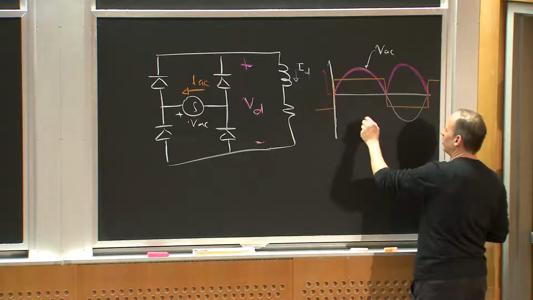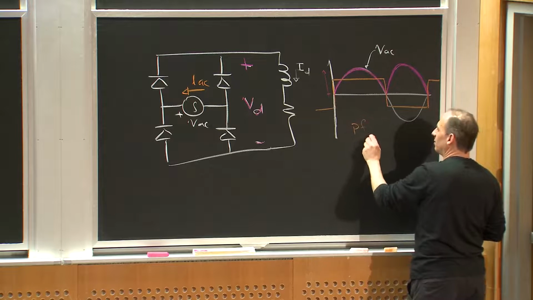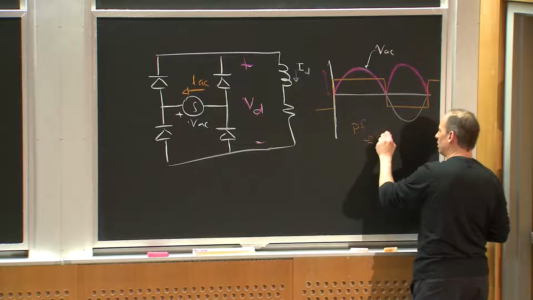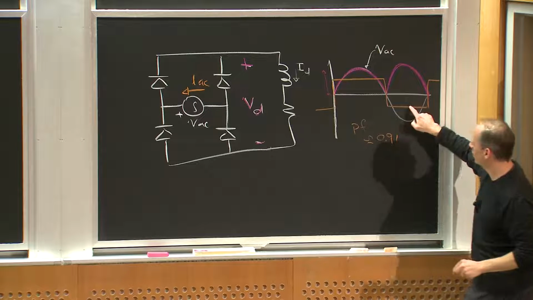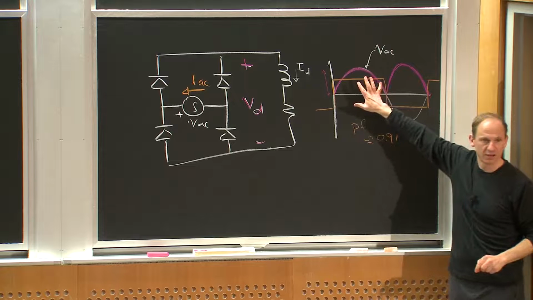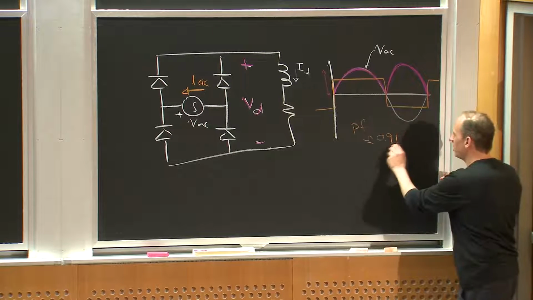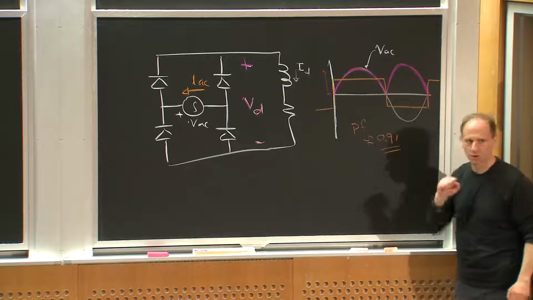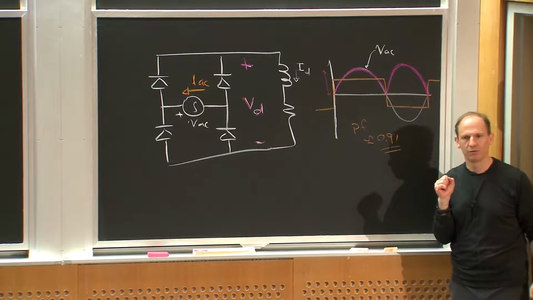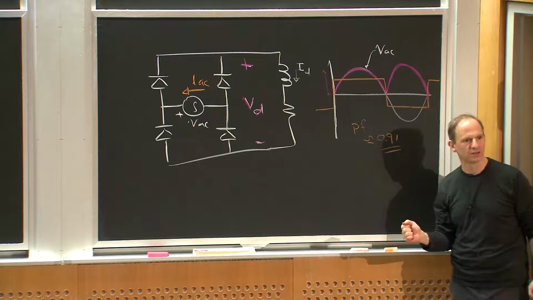If I calculated the power factor of this thing, it'd be about 0.91, right? Now, the square wave, the fundamental of the current is in phase with the voltage. So it's 0.91 basically because the square wave has third, fifth, seventh, etc., harmonics in it, right?